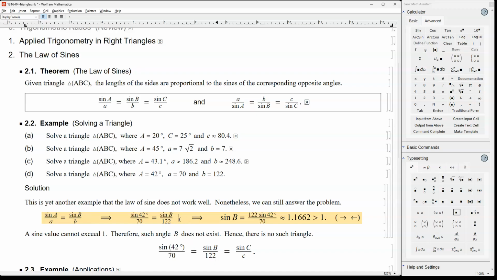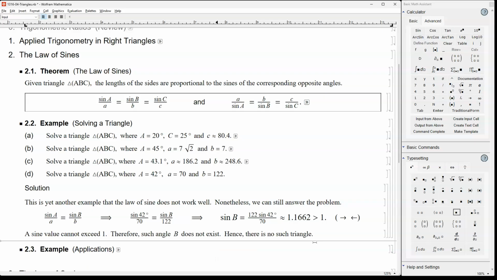Work it out. And sine of B has to be 1.16 something. That's not possible. Sine function is always bounded between -1 and +1. If you go through graphs of sine function next week, then you'll see clearly, but at this moment, just use your calculator. Inverse sine of 1.16 something, you're going to get an error message. That means such an angle doesn't exist. So, such an angle B cannot exist, so such a triangle cannot exist.